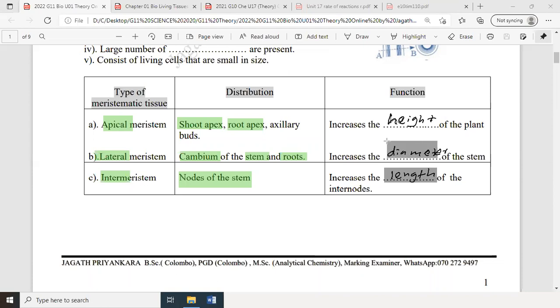Here the breadth of the stem grows wider. If you write within brackets, this is applicable for dicot. Monocot has no cambium. Please write here: cambium is present only in dicot, but not in monocot.